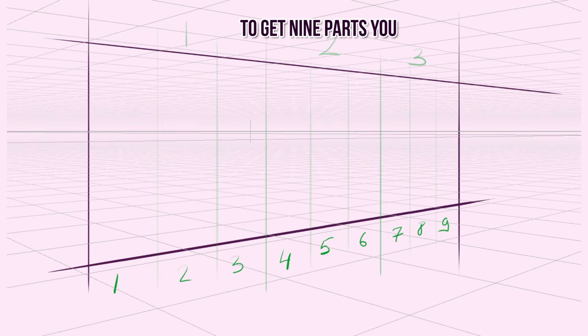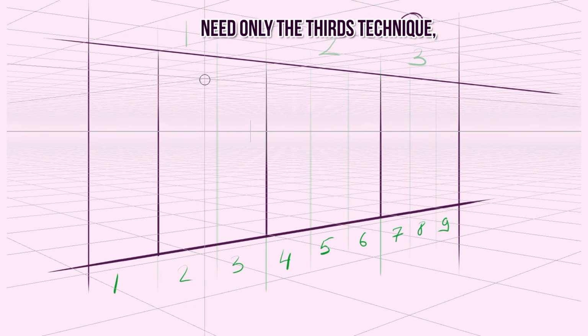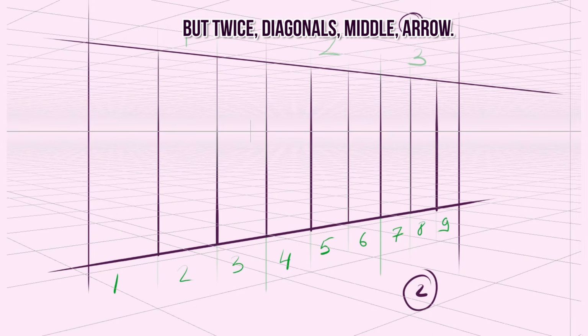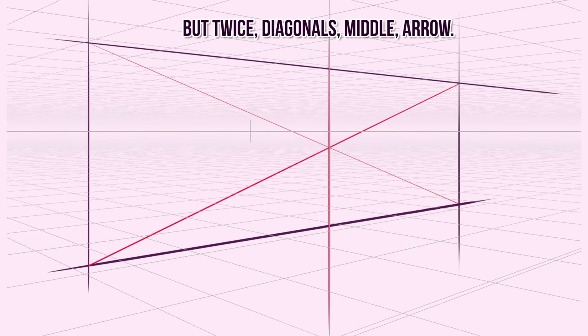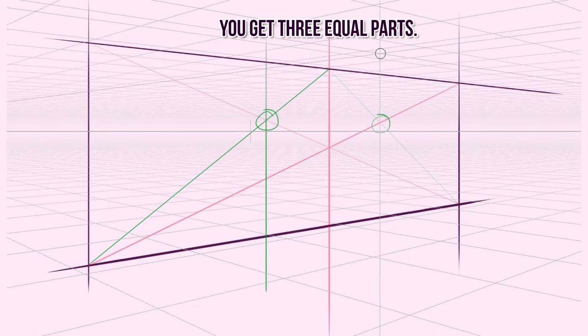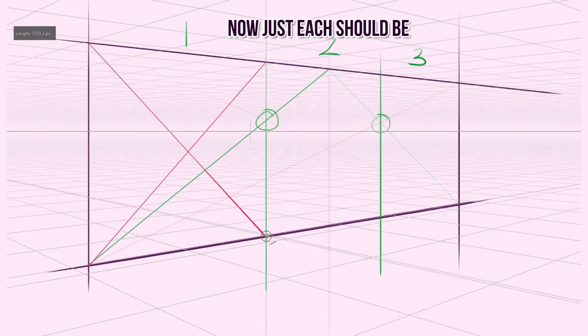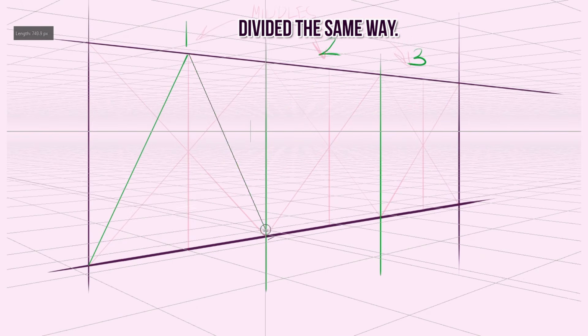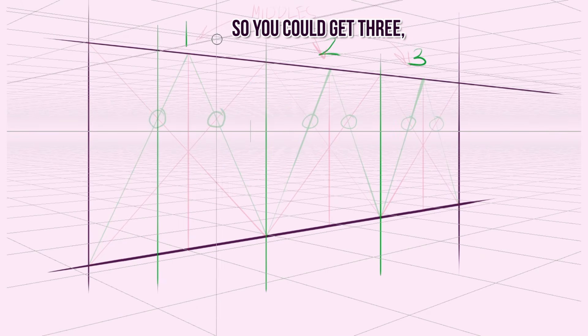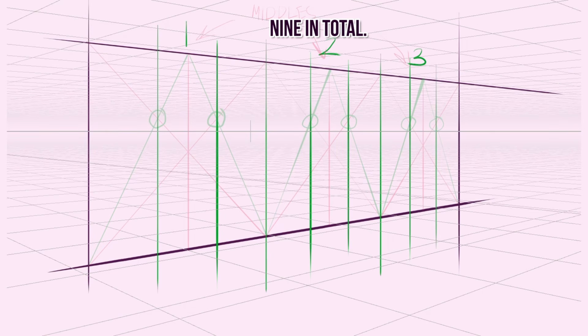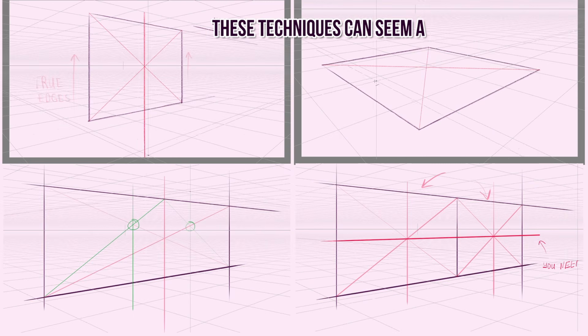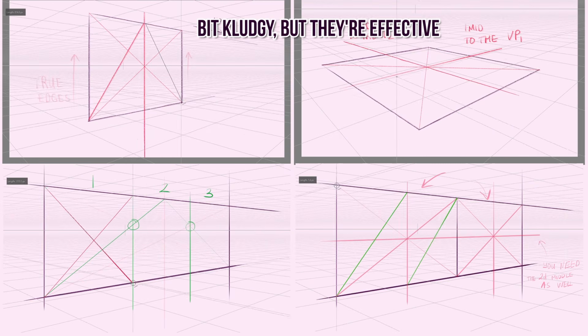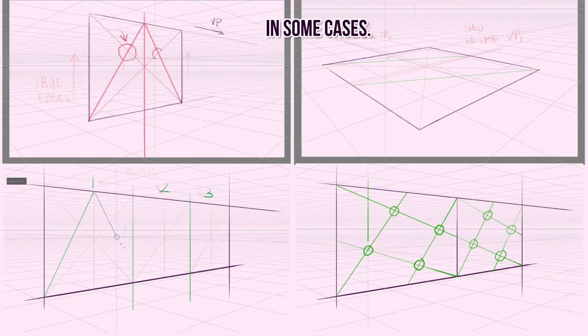To get 9 parts, you need only the thirds technique, but twice. Diagonals, middle, arrow. You get 3 equal parts. Now each should be divided the same way, so you could get 3, 3 and 3, 9 in total. These techniques can seem a bit kludgy, but they're effective in some cases.